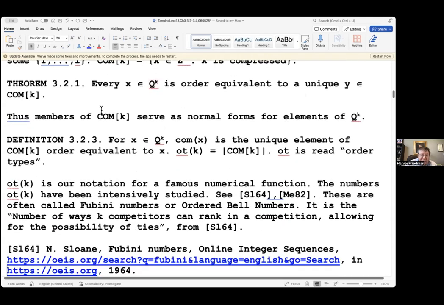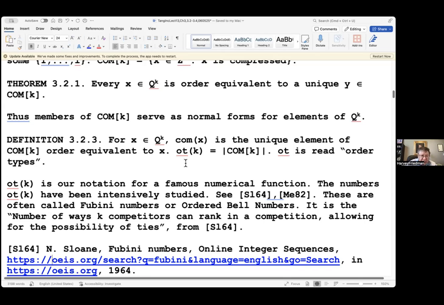OT of k is the number of equivalence classes of OE on Q to the k. It's the number of different order types of k-tuples. So I'm using OT to mean order type. This is the number of equivalence classes in k dimensions. It's the same as the cardinality of com of k, of course.